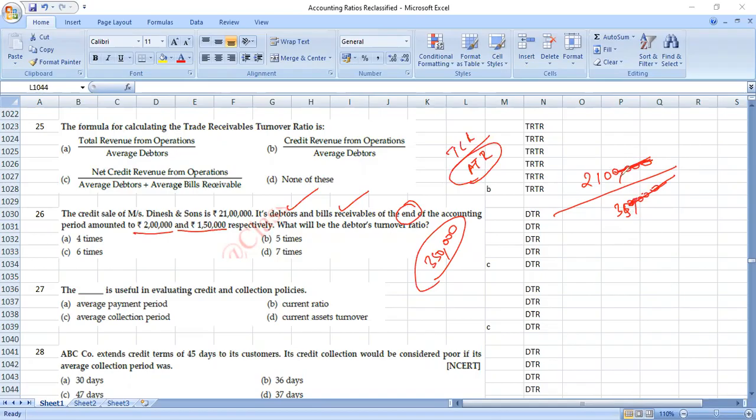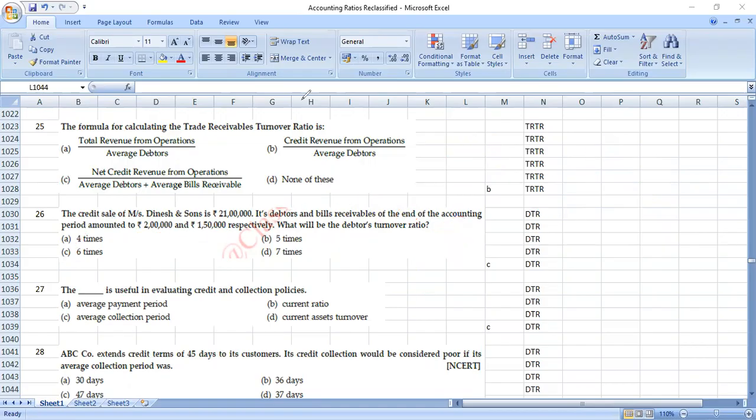So 4 zeros get cancelled, obviously. This is 30 and this is 5 times 7, so 6 times is the correct answer. 6 times is the correct answer, my dear children. Moving forward.